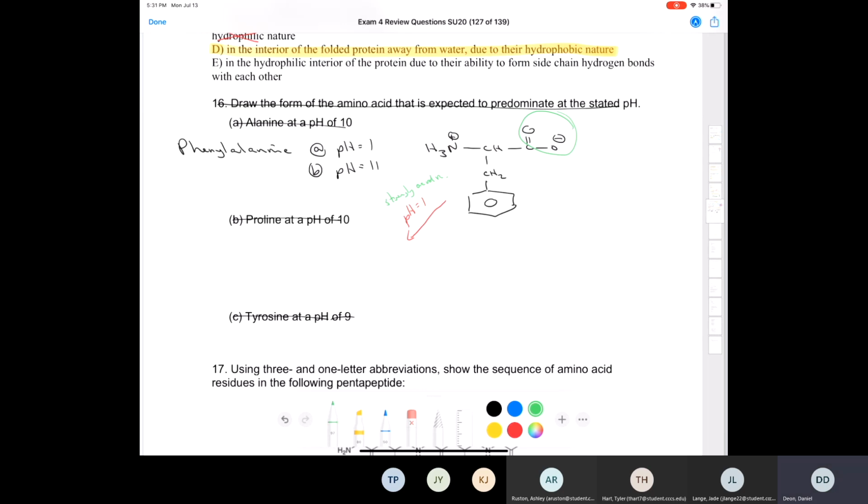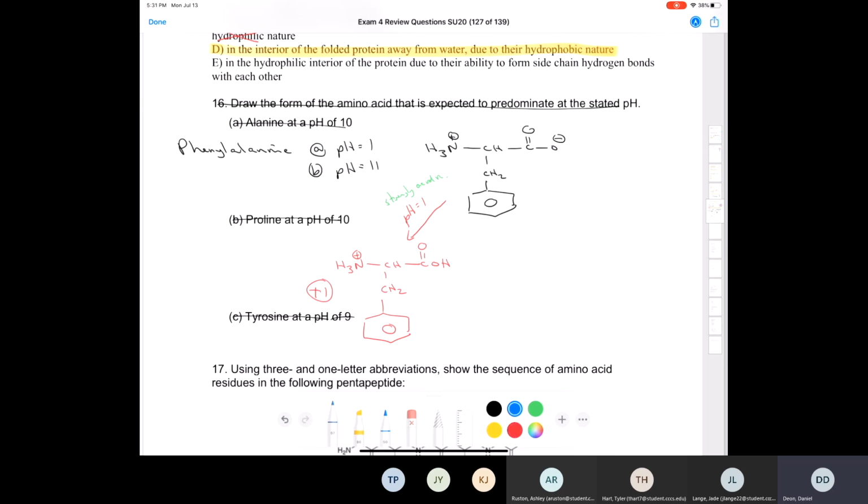Can the carboxylate accept a proton? Yes, absolutely, Tyler. Thank you. It can take on a proton. And so at a very acidic pH, the structure of phenylalanine will look like this. So overall, it's going to have a charge of +1.